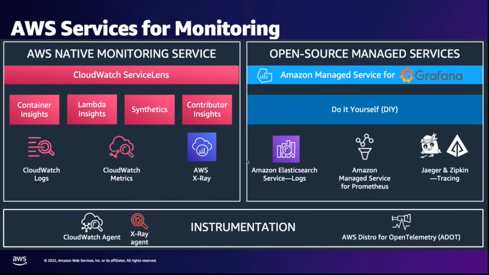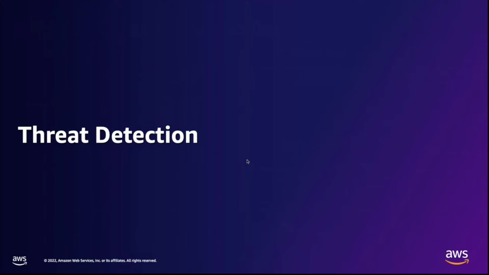You may go with either AWS native monitoring services or open source managed service, right? So this is really important to remember because there are multiple ways to accomplish the same task. And now it's really important to understand ways to be proactive when it comes to threat detection, right?